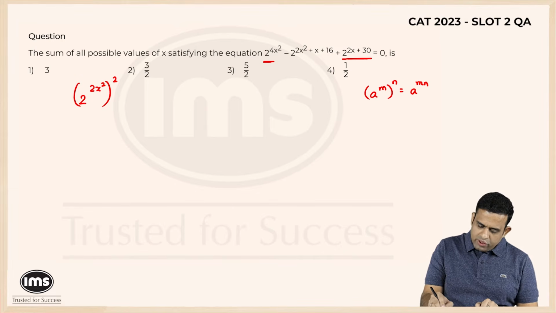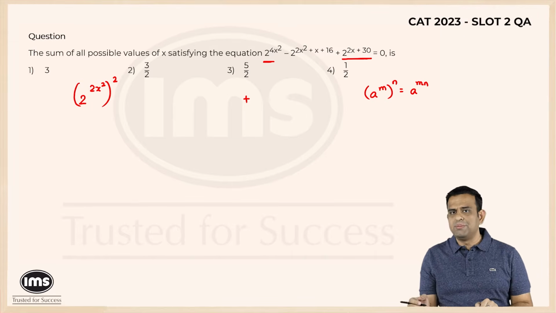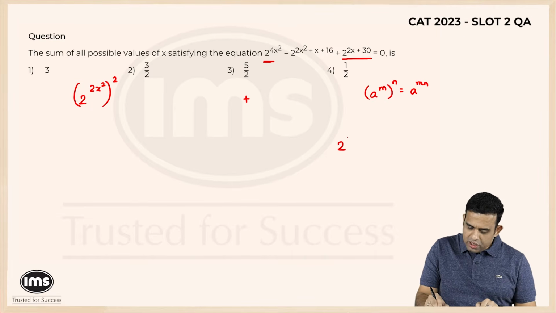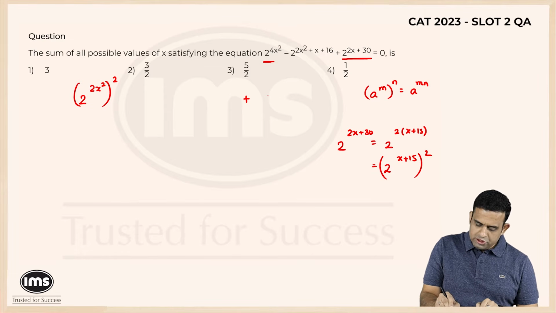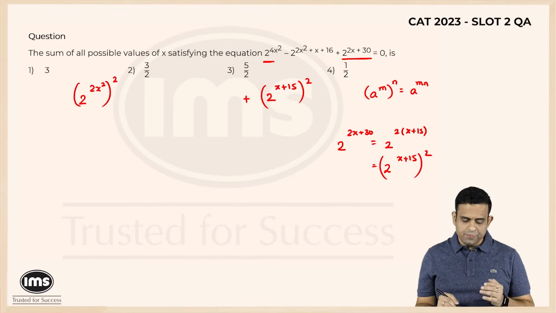The last term is plus 2 power 2x plus 30. So 2 power 2x plus 30 I can write as 2 power 2 common, x plus 15, and then I can write this part as 2 power x plus 15 whole square.